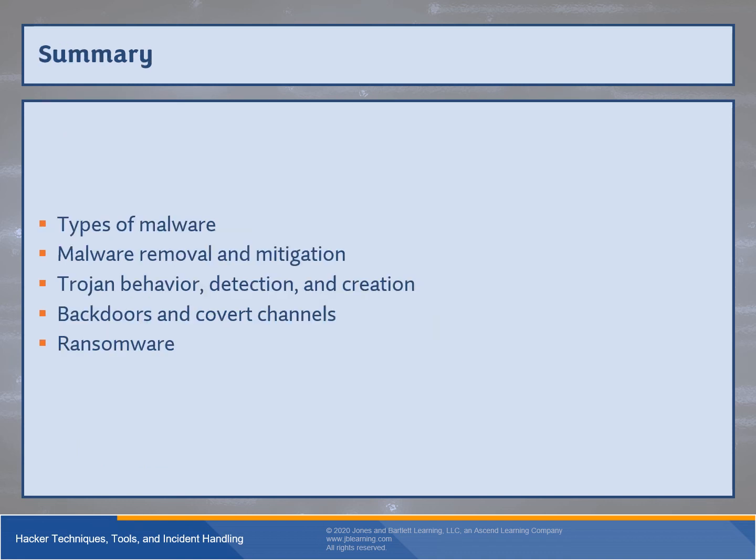So what did we talk about today? Malware types, removal, mitigation, talking about Trojans, a big deep dive on Trojans, backdoors, covert channels, and ransomware. It's a lot of material, a lot of different things to cover. There are a lot of different categories you can go into, but in general, what we have to remember is this is software that's trying to do something without our knowledge or consent. There's that all-important "or." So we want to be aware of that.